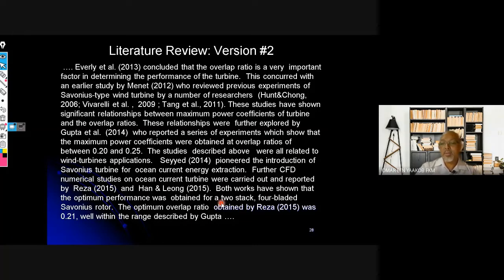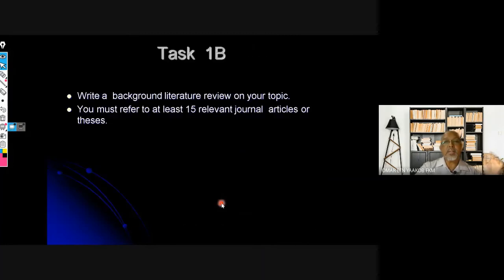Okay, so now we come to the end of our class, and there is a task that you have to do. You don't have to submit this. You don't have to even show it to class, but I just want to ask next week that you have done task 1B. Task 1B is to write a background literature review on your topic, which includes the problem statement. Up to the problem statement only. Don't have to write about the research question. I want you to see what you write up to the problem statement.